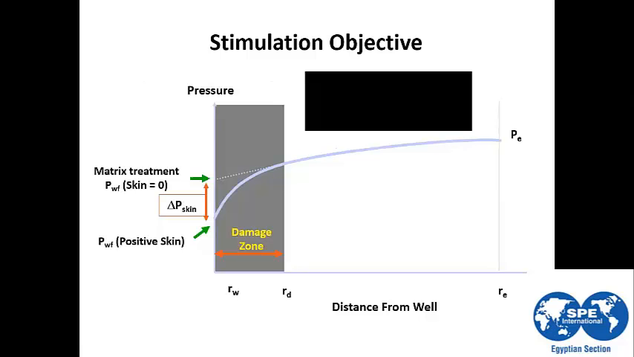This is the effect of skin. We can see here the effect of skin on the drawdown. This point is the drawdown pressure with a positive skin value. In case the skin is equal to 0, the point will be here.